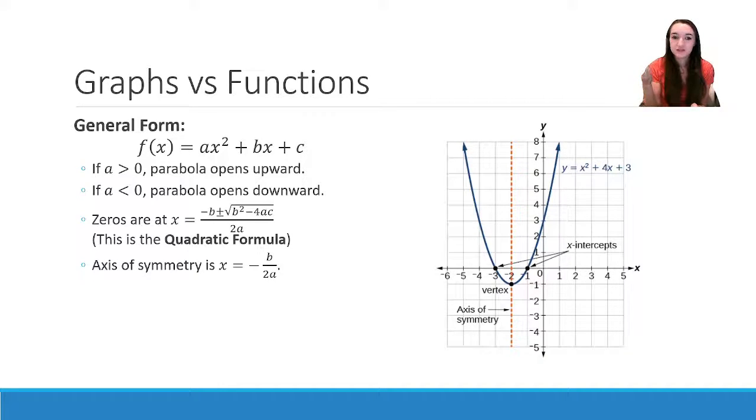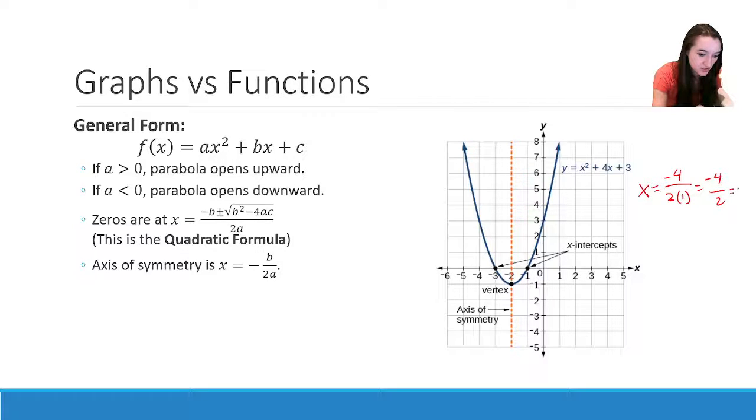Then, the axis of symmetry is x equals negative b over 2a. Given the equation, yes, we can see in this graph that the axis of symmetry is x equal to negative 2, but let's see if that goes along with what we say here. So x equals negative b, that's negative 4 over 2 times 1, or in other words, negative 4 over 2, which is indeed negative 2. So x equals negative 2 is the axis of symmetry, and we can see that that is true.